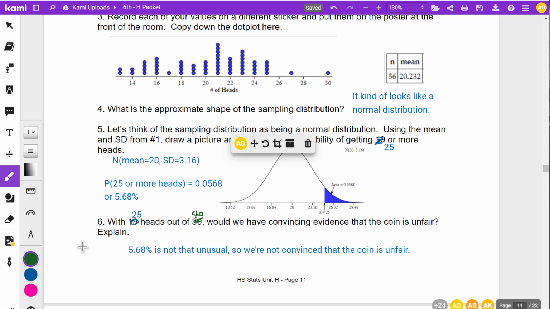If we had 25 heads, does that mean we have an unfair coin when we do 40 flips? Well, the thing is, we expect 25 or more heads over 5% of the time. Anything over 5% is not considered unusual, so it doesn't make me go, I'm not amazed. So there's no reason for me to doubt that it's a fair coin.